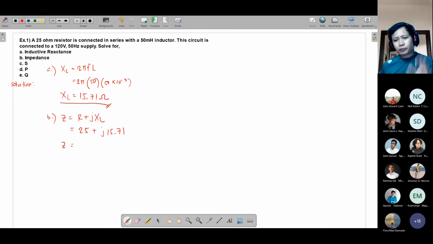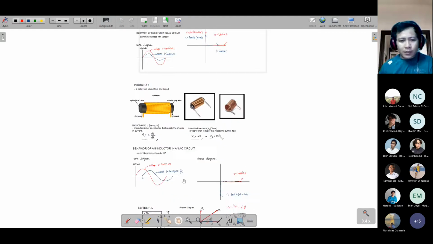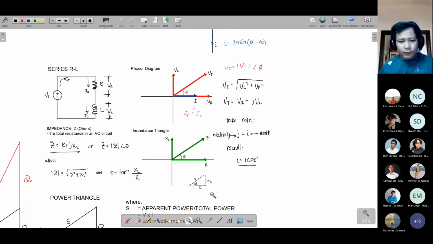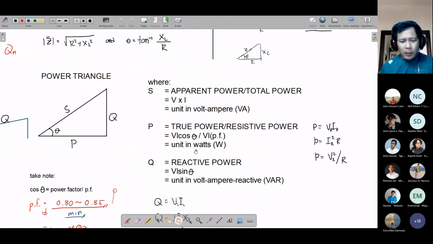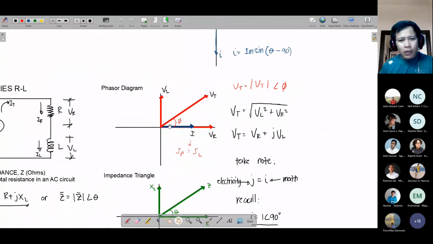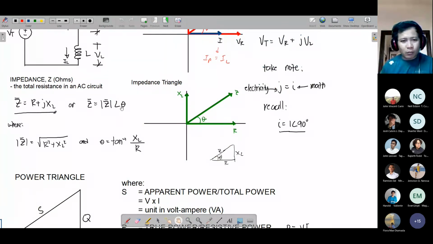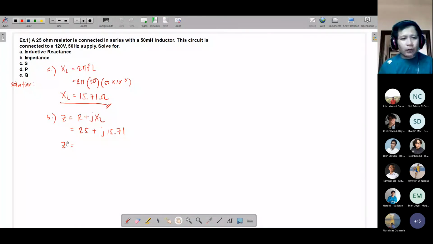Nganong naman? It's because if you can recall the formula sa atong power, manginahanglan tag angle theta. And that angle theta is also the angle theta sa imuhang impedance. So as much as possible, try to convert your impedance immediately to the equivalent polar form, kay kailangan nimo ang angle.